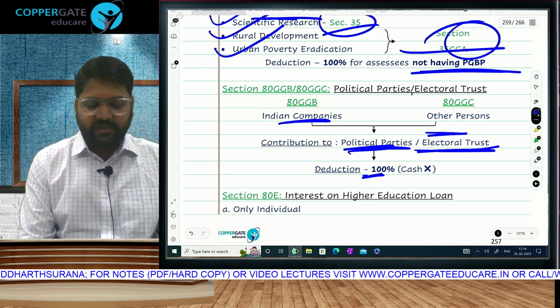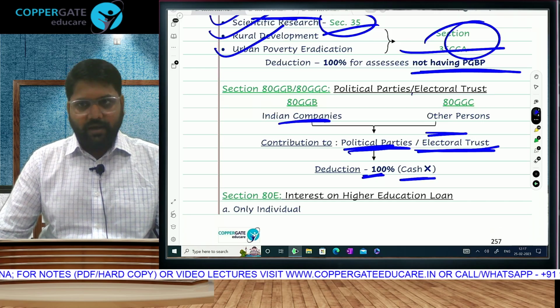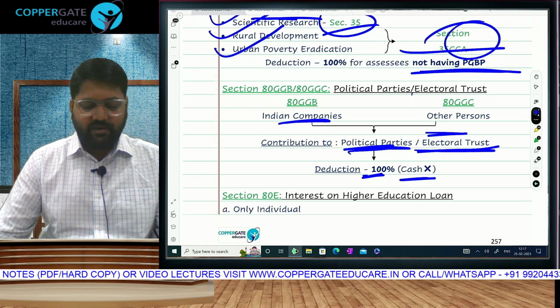100% deduction of your expenses will be allowed, but if the expense is incurred in cash, it is not going to be allowed. 100% of your expense, but not if it is incurred in cash.